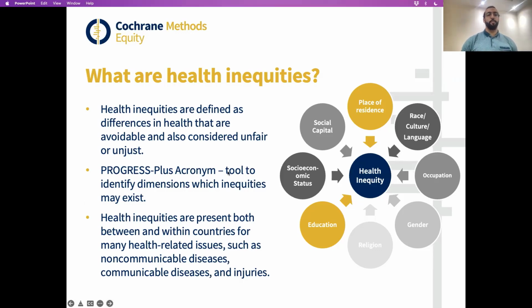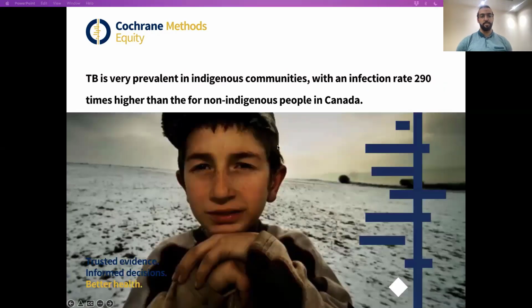But it's very important to note that health inequities are present both between and within countries for many health-related issues. An example of that would be TB. So TB is known as the disease of poverty, and it is highly prevalent in low and middle income countries and responsible for 95% of the mortalities there. But at the same time, TB is very prevalent in Indigenous communities in Canada, and the infection rate is hundreds of times more than in non-Indigenous people.